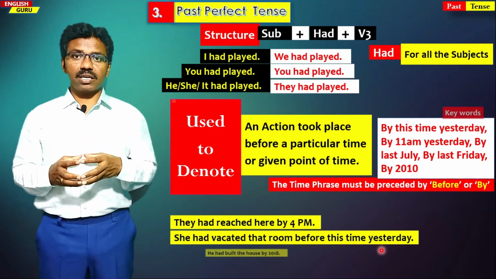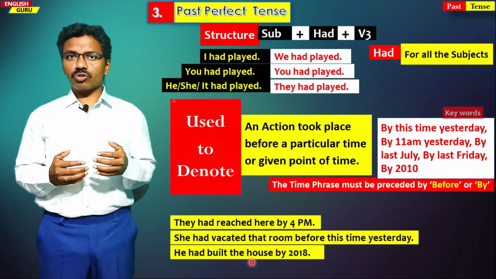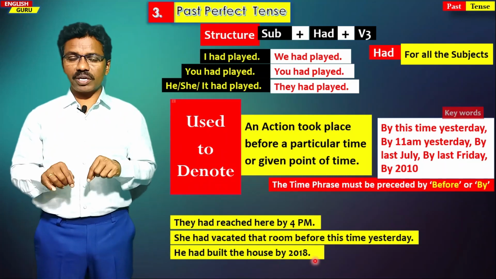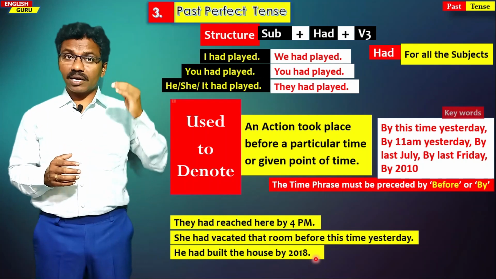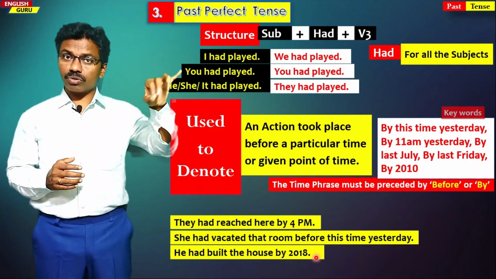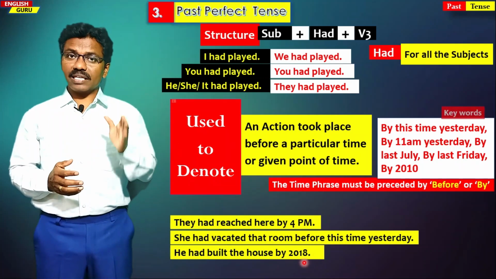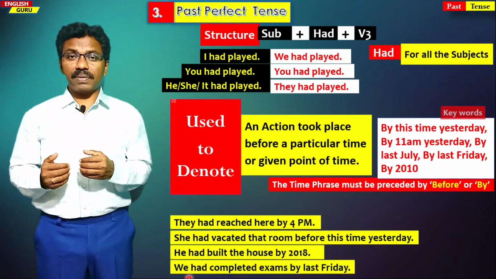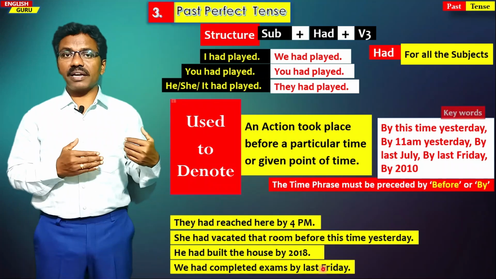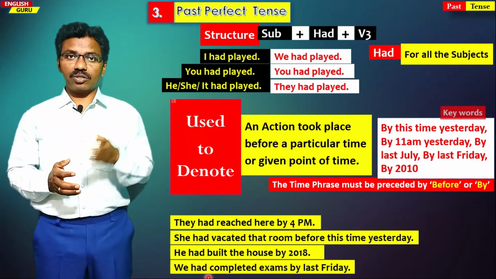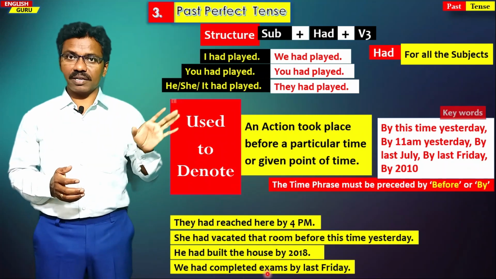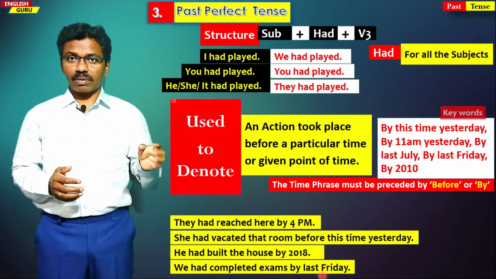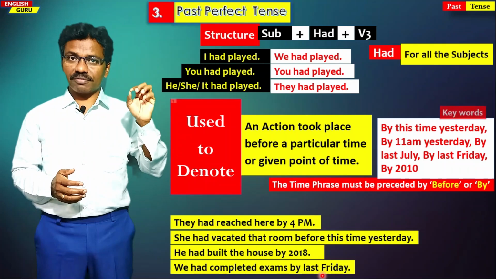In the next sentence, he had built that house by 2018. So you are talking in 2020 that he had already built that house by 2018. So he completed the activity of building. And the next sentence, we had completed the exams by last Friday. You are talking on Sunday that you had completed exams by last Friday. So the action was already completed in the past by a fixed time, by a particular point of time.